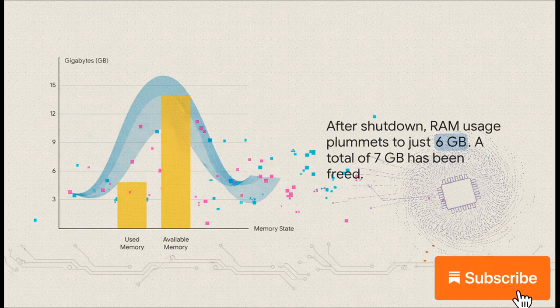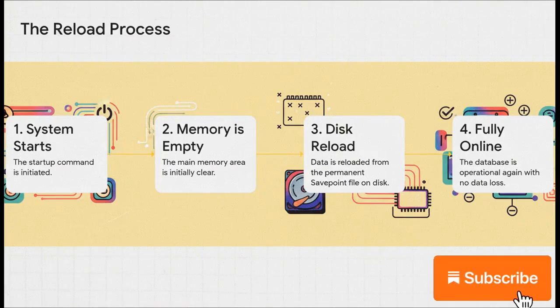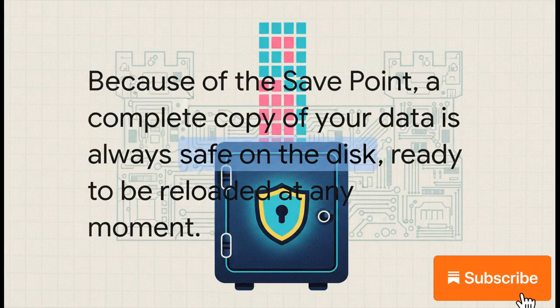But is it gone for good? No way. When we start the system back up, this is where the magic happens. The main memory is completely empty at first, but the system immediately knows to look for that permanent data folder on the disk, where our last save point was stored. It then reloads that entire data snapshot from the disk right back into RAM. And just like that, the database is back online, fully operational, with absolutely zero data loss. And that is the whole secret. Even though all the day-to-day work is happening in that lightning-fast temporary memory, the save point process guarantees that a complete, persistent copy of your data is always safe and sound on the disk, ready to be reloaded the second it's needed.